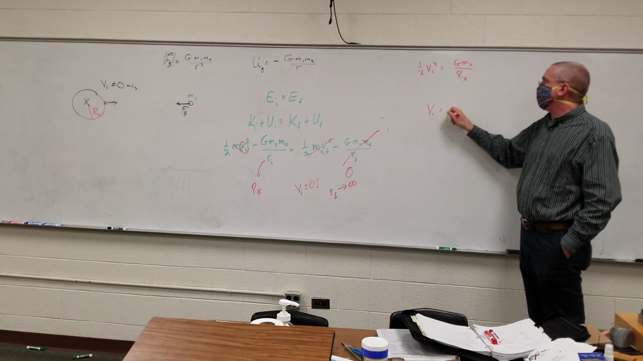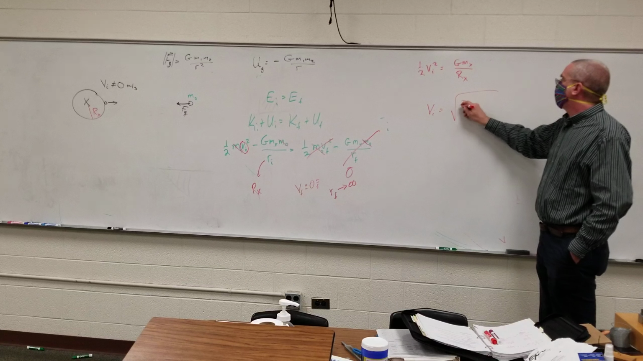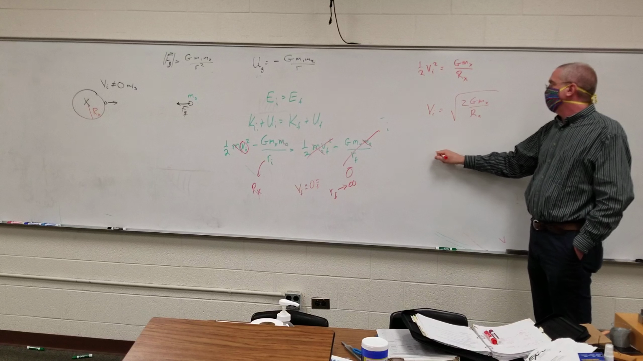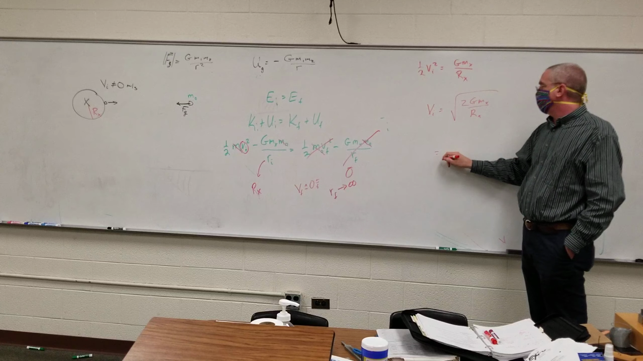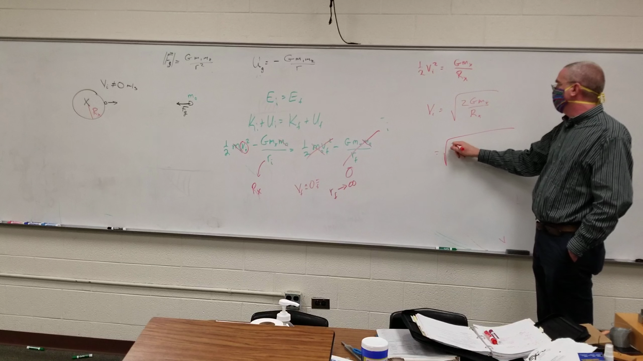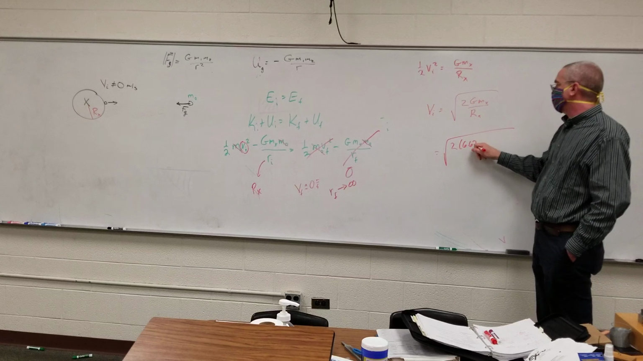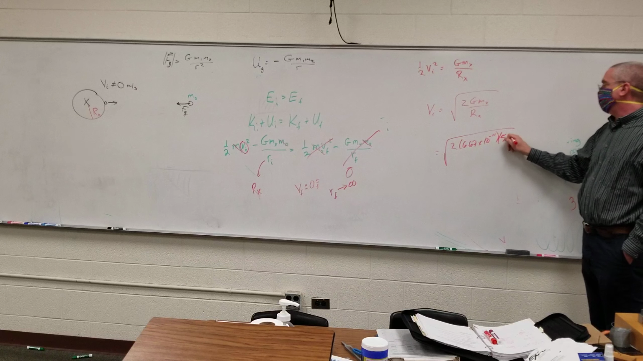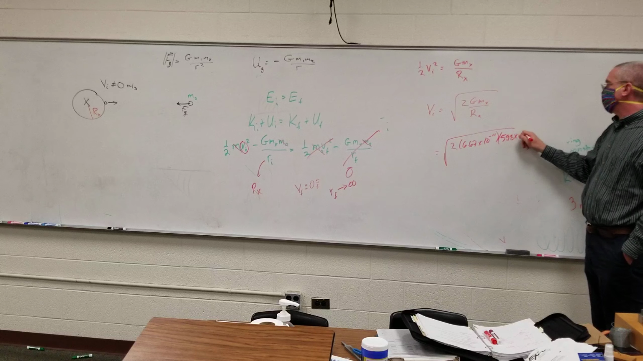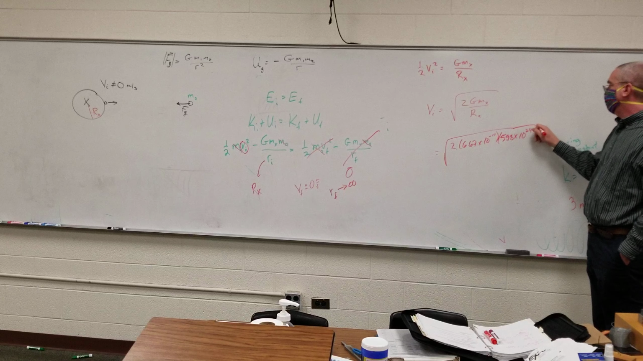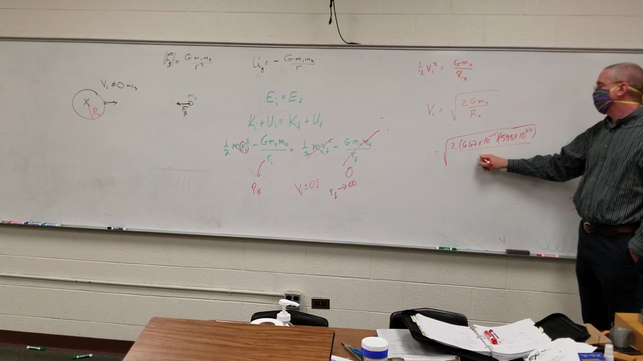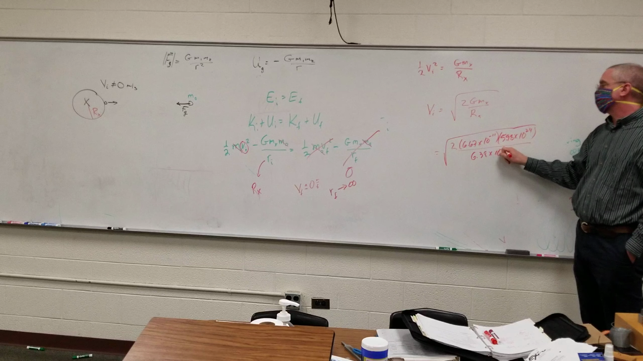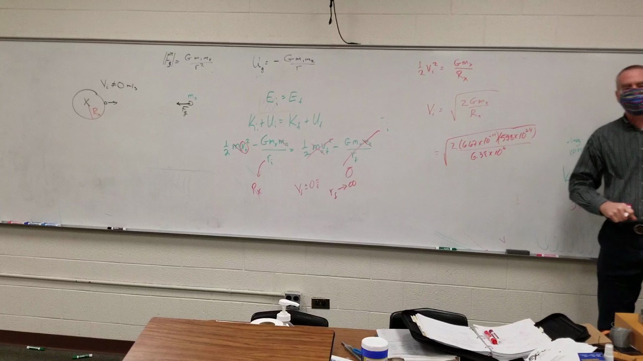So my initial speed is the square root of 2G mass of X over R X. If we take the Earth, the escape speed for Earth is the square root of 2 times 6.67 times 10 to the negative 11th, mass of the Earth, 5.98 times 10 to the 24th, and the radius of the planet, 6.38 times 10 to the 6th.